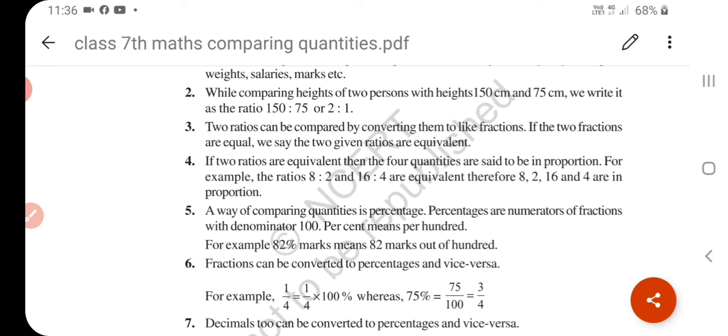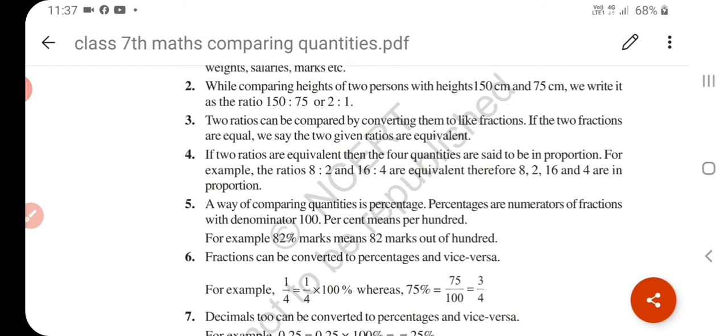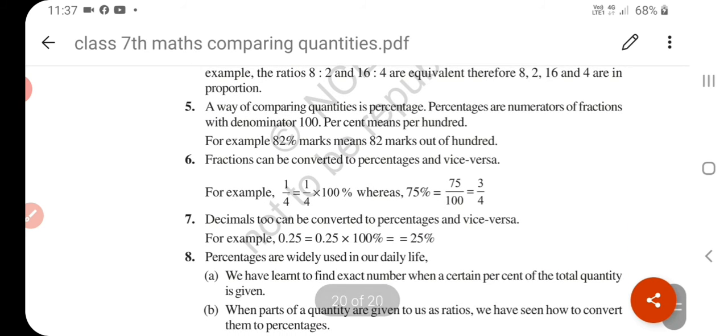Okay, understand? Now fraction can be converted to percent and vice versa. For example, 1 by 4 is equal to 1 by 4 into 100%, whereas 75% is equal to 75 upon 100. Okay, understand? Decimal can be converted to percentage and percentage to decimal. If you want to convert 0.25, you can write 0.25 into 100% and you have to write 25%.